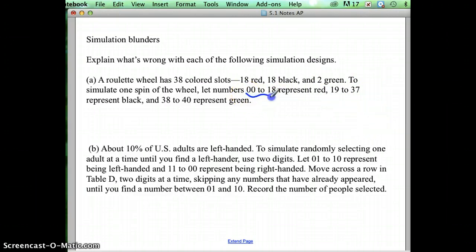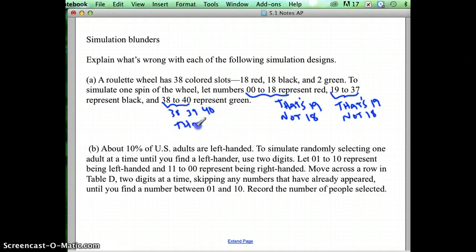But here's the problem. 00 to 18, that's actually 19 numbers. And we were supposed to have 18 red. And then look at 19 to 37. So if you count it on your fingers, 19, 20, 21, 22, 23, 24, 25, 26, 27, 28, 29, 30, 31, 32, 33, 34, 35, 36, 37. That's also 19. Not 18. And then 38 to 40, 38, 39, 40, that's three numbers, not two. There's only supposed to be two green. So that's where the problems are.